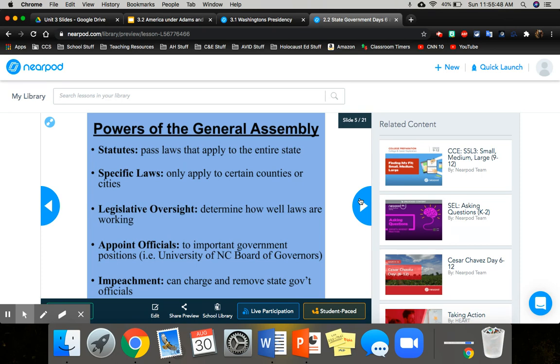And then you've got legislative oversight, just like at the federal level, determining how well laws are working. Then you've got appointing officials, like to the Board of Governors, and same at the federal level, impeachment is also possible at the state level.